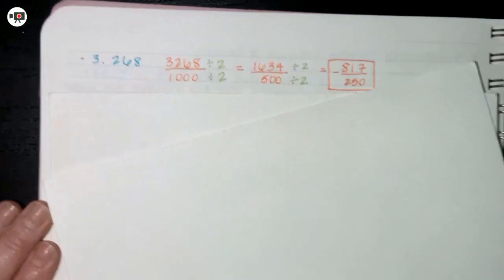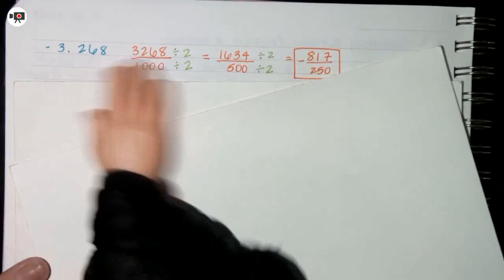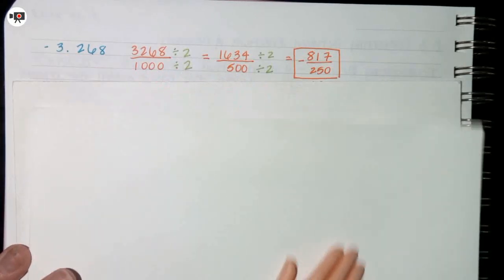So we have another example of this, where we have 3.268, and since there are 3 numbers after the decimal place, I put it over 1,000 and reduce.